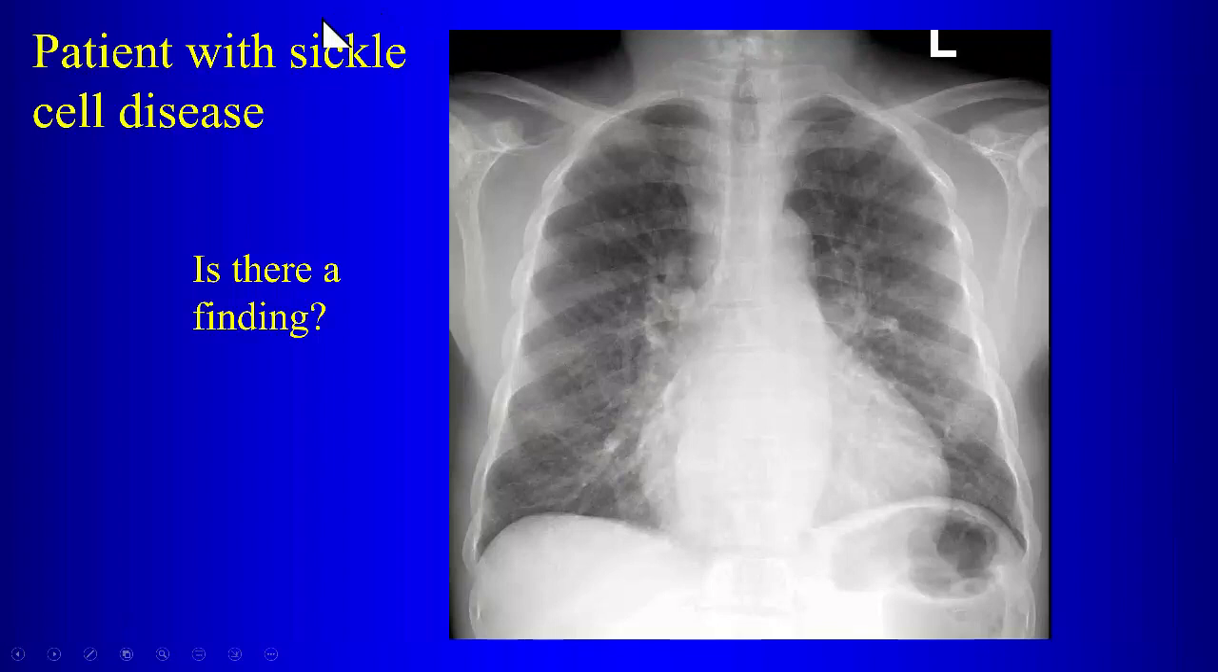Now here's a patient with sickle cell disease. So, any finding on the chest radiograph? Yeah, so looks like there is some cardiomegaly. Anything else? There is a paravertebral... What side? Well, you said paravertebral, so what side? The right side.